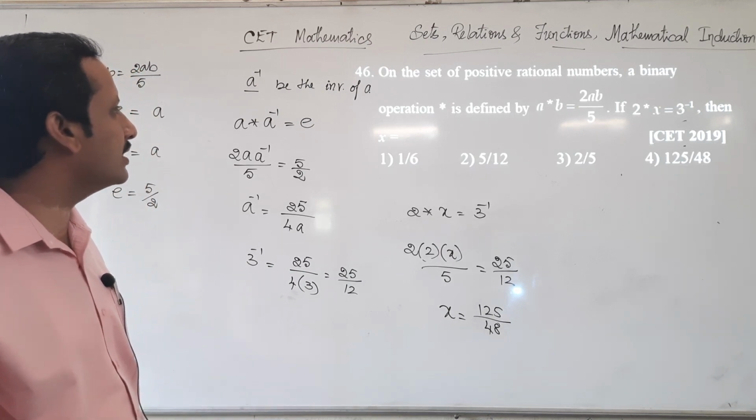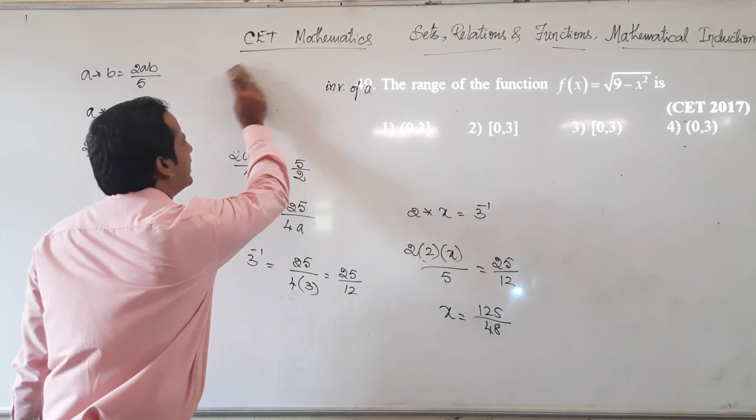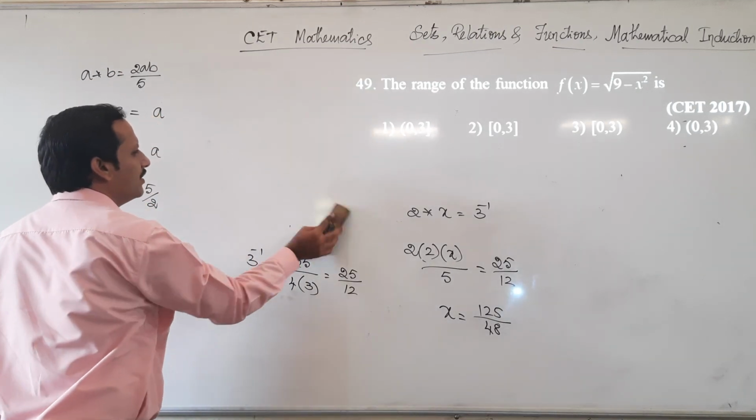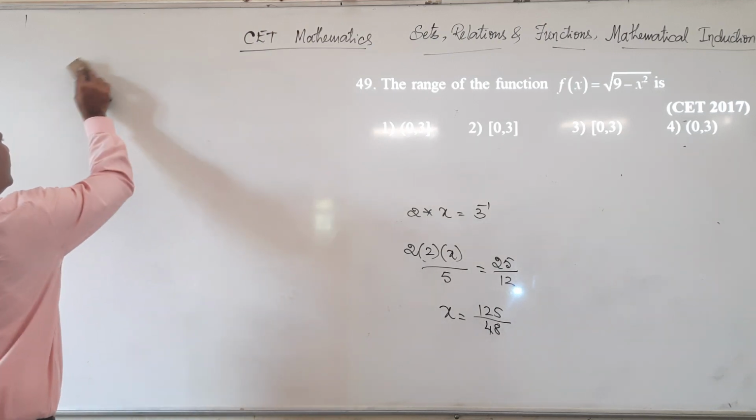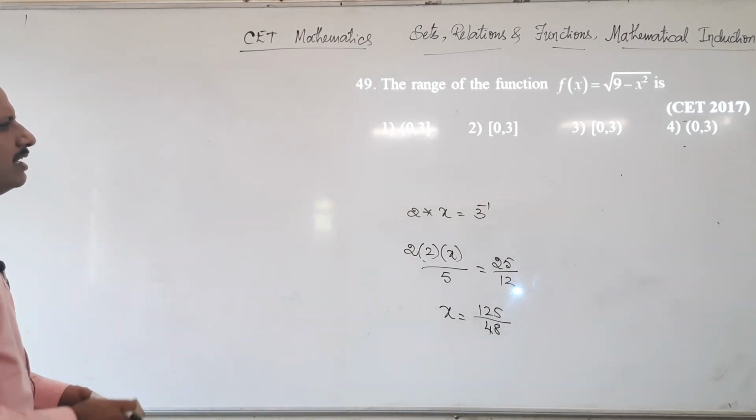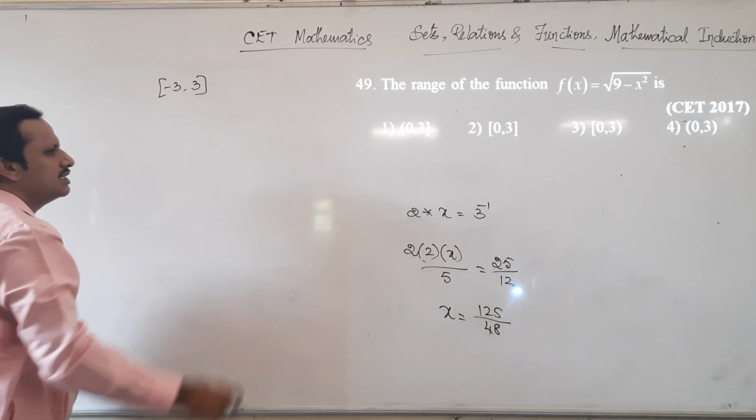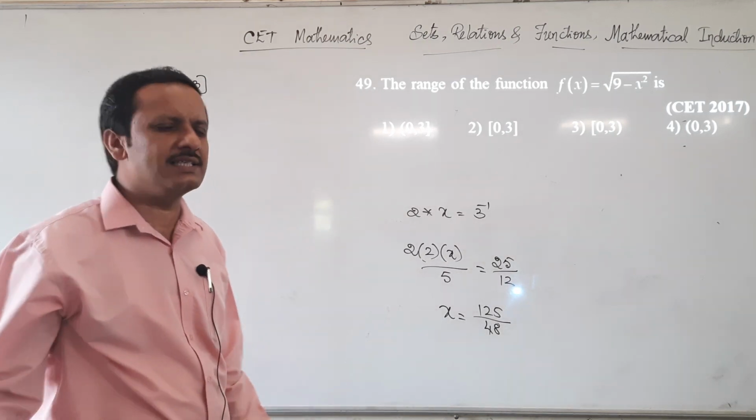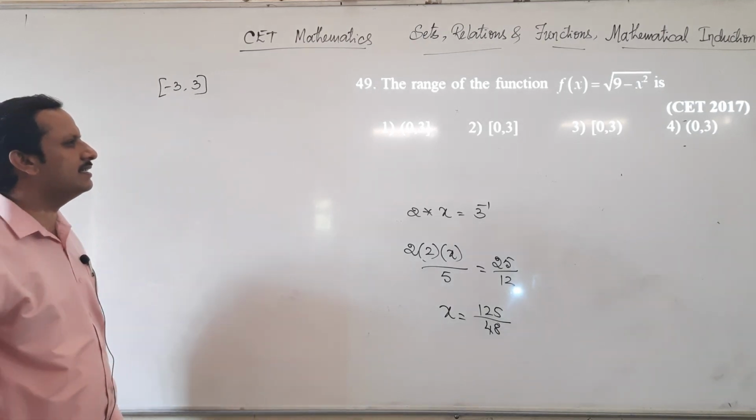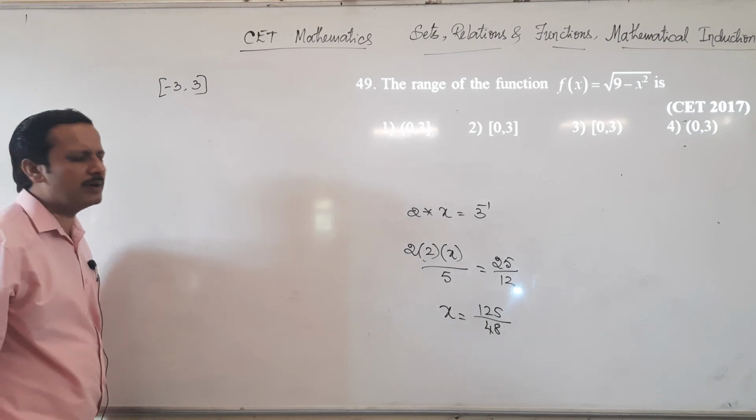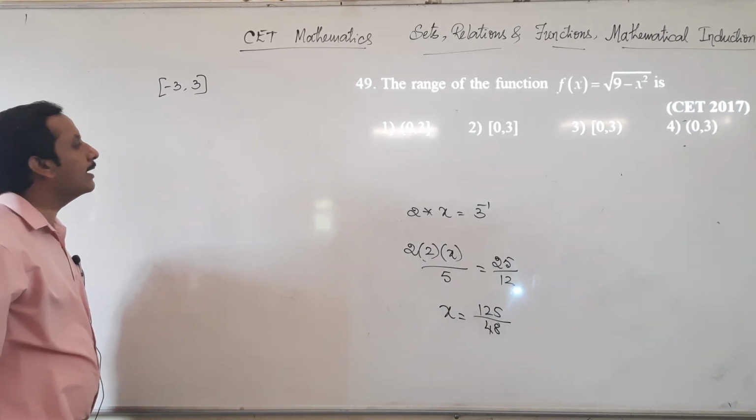Okay, let's go to the next question now. The 49th question. The range of the function f of x is the root of 9 minus x square. Okay, so you know the domain of this function. The domain of this function is minus 3 to 3. This function is defined only when x is between minus 3 and 3. So when x lies between minus 3 and 3, where does the root of 9 minus x square lie?